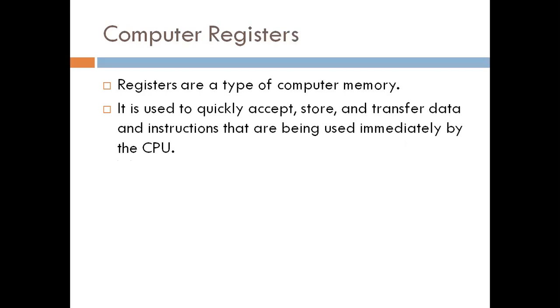First topic is computer registers. What is a register? Basically, registers are one type of computer memory. It is used to quickly accept, store and transfer the data and the instructions that are being used immediately by the processor. So basically a register is a memory unit which has a different storage capacity, and it is used to store and transfer the data.